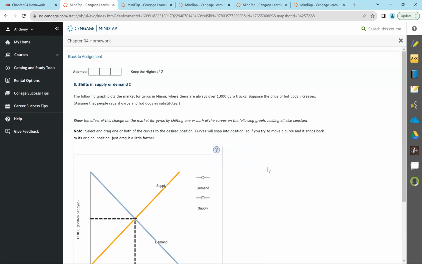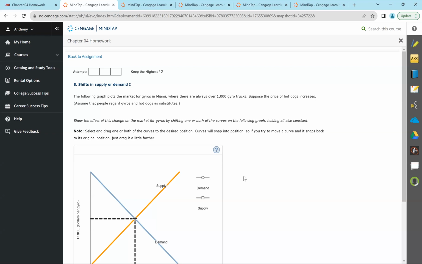All right, so we can do some of these. I think these are good to talk about, the supply or demand ones. So the following graph plots the market for gyros in Miami, Greek food, where there are always over 1,000 gyro trucks.